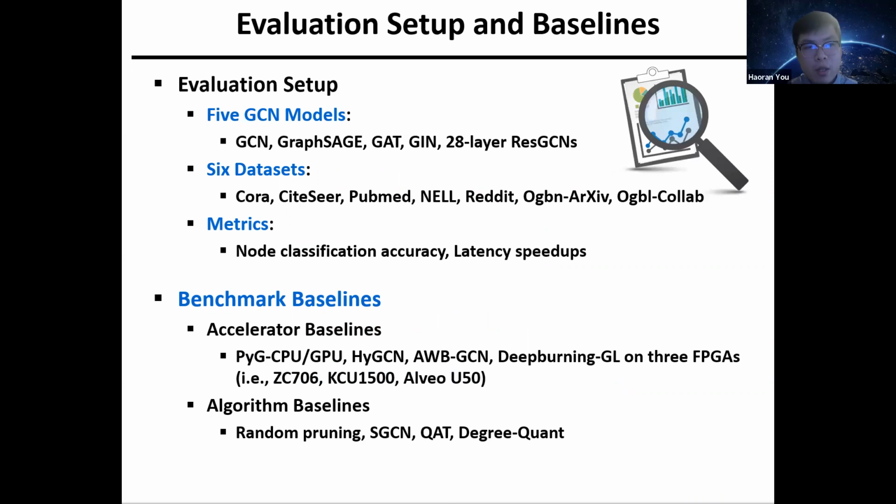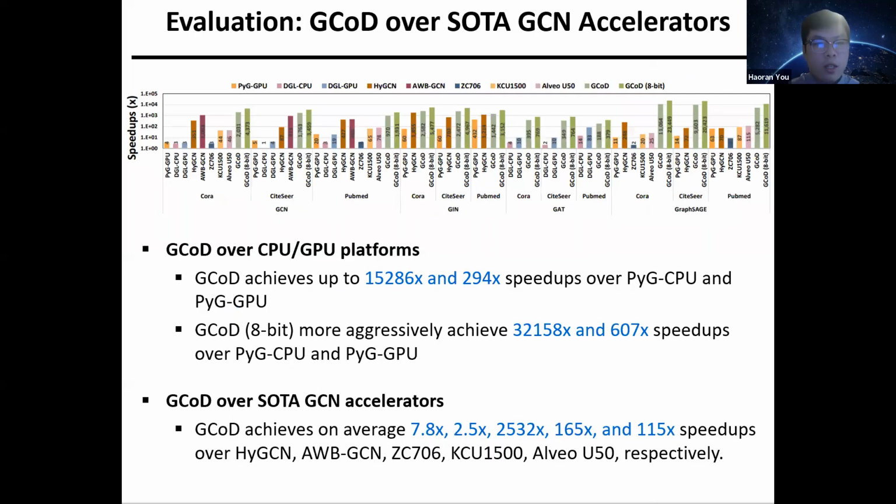Next, we evaluate GCoD across 5 GCN models and 6 graph datasets, using both efficiency and accuracy metrics. We compare GCoD against the SOTA baselines, including both accelerator baselines and algorithm baselines. Here we show the overall comparisons as compared to the SOTA accelerators. GCoD achieves up to 15,000 times and 290 times speedup over CPU and GPU platforms respectively. If we use 8-bit designs, then it can achieve even more aggressive speedups.